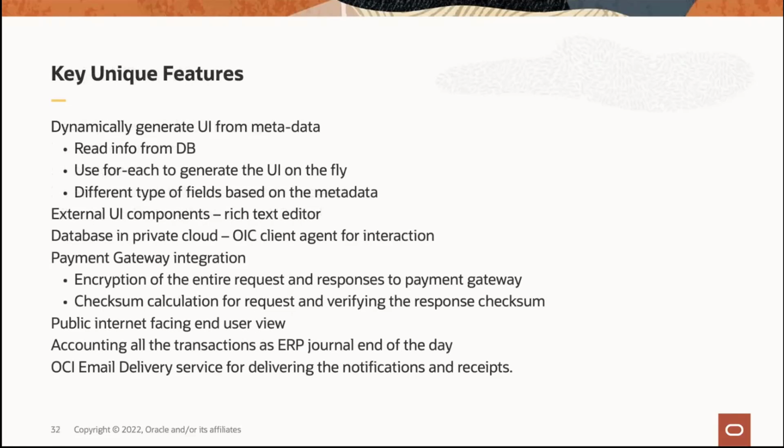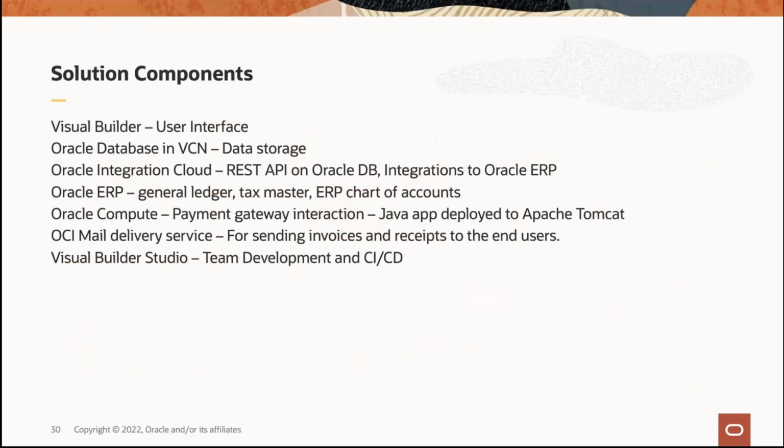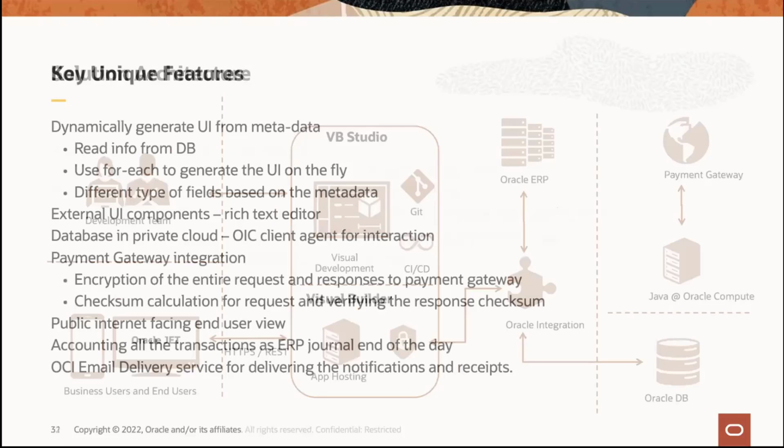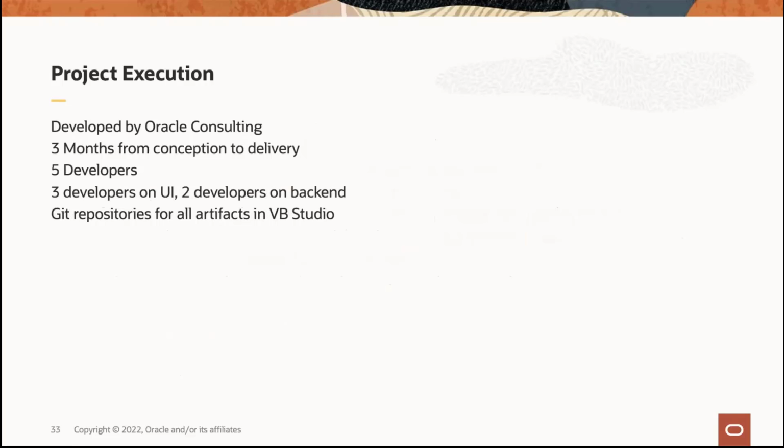One of the other things which I have not mentioned in the solution components is that we have Oracle Process Cloud Service as well, which is used for all the approval workflows. Now any code artifact, whether it is a VBCS artifact, an integration, a PL/SQL piece of code, or Java code, everything is stored in the VB Studio Git repositories. And we are using CI/CD pipelines for deploying the Visual Builder apps across environments. So that's pretty much about the use case that I wanted to showcase today.